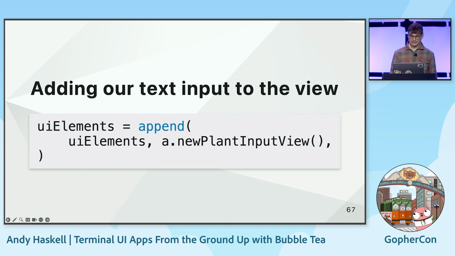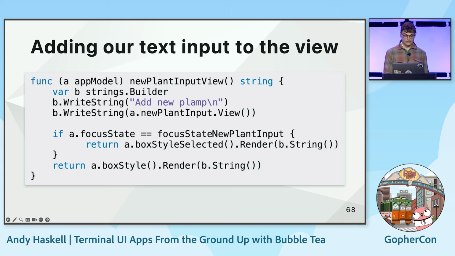Moving on to the view method, now we're adding an additional UI element to lipgloss.JoinVertical for our new plant input component. So it's going to display right before the line with our app's instructions, and we're going to write that component's display using a new helper function called newPlantInputView.